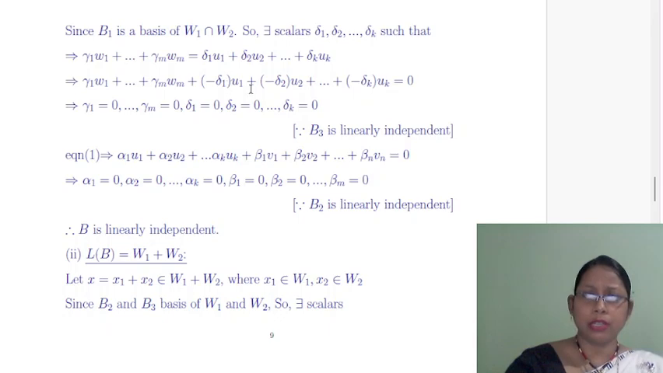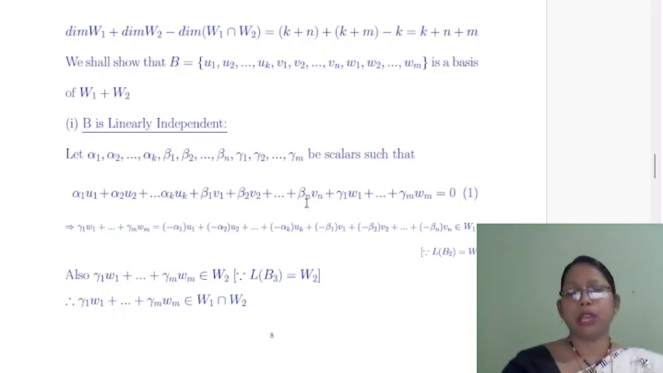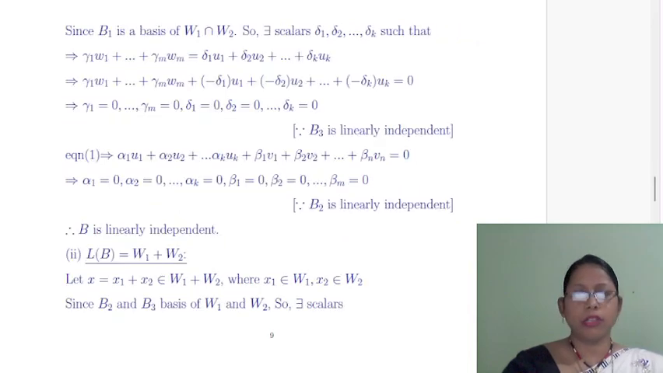The left hand side is a linear combination of the vectors of B3. As B3 is the basis for W2, B3 is linearly independent, so these scalars are 0. Again from equation 1, these gammas are 0. So equation 1 is left with alpha 1 u1 plus alpha 2 u2 plus dot dot dot alpha k uk plus beta 1 p1 plus beta 2 p2 plus dot dot dot beta n pn equal to 0.